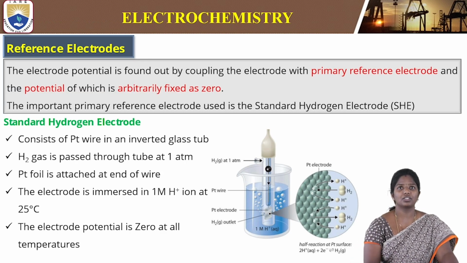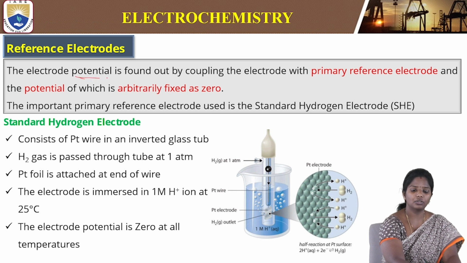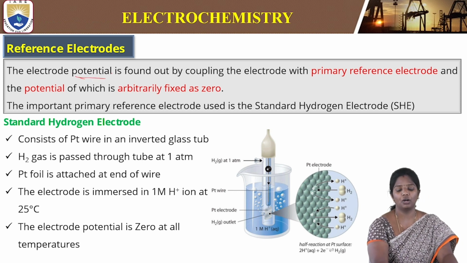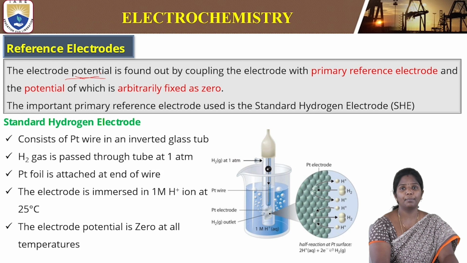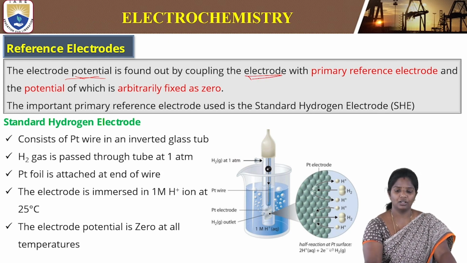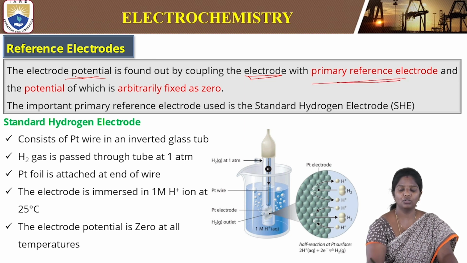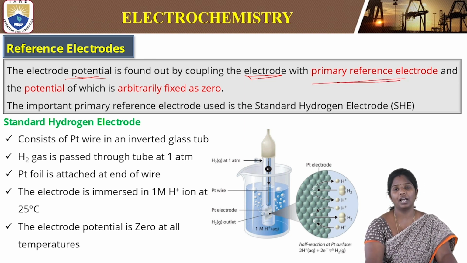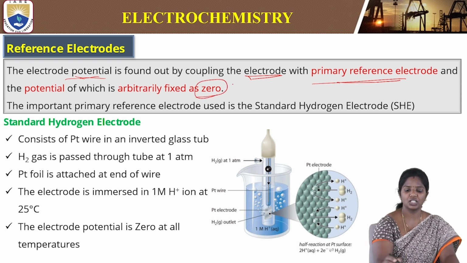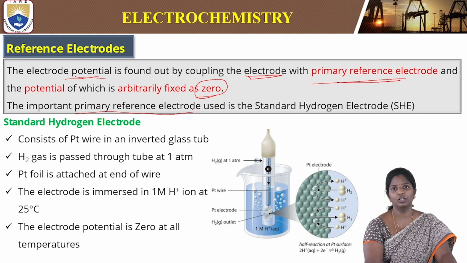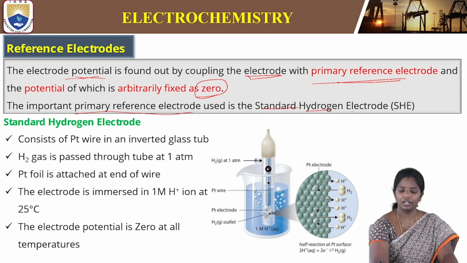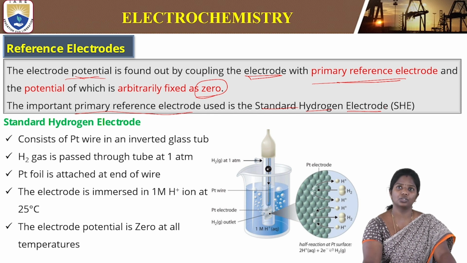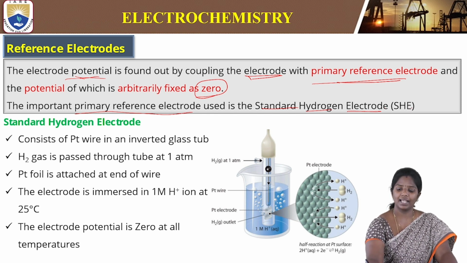So what are reference electrodes? These are the electrodes which help us in finding out the electrode potential when coupled with an unknown electrode whose potential is to be determined. The primary reference electrode has an electrode potential which is fixed at zero. The important primary reference electrode is the standard hydrogen electrode, which is abbreviated as SHE.